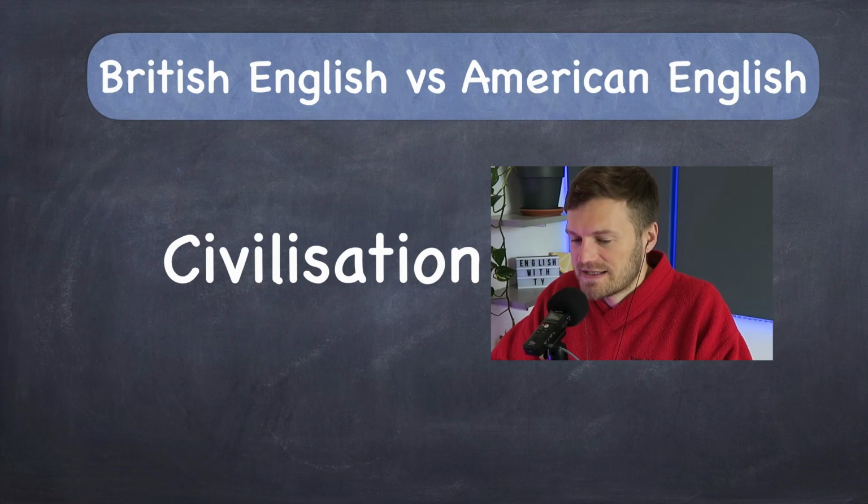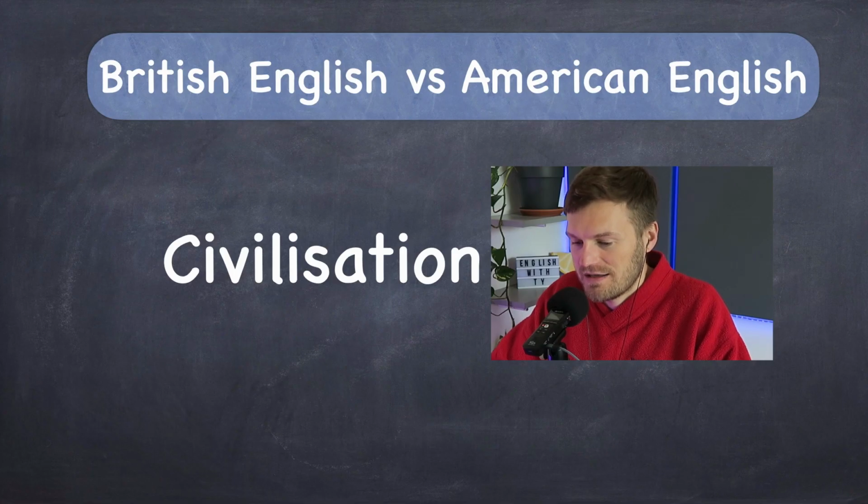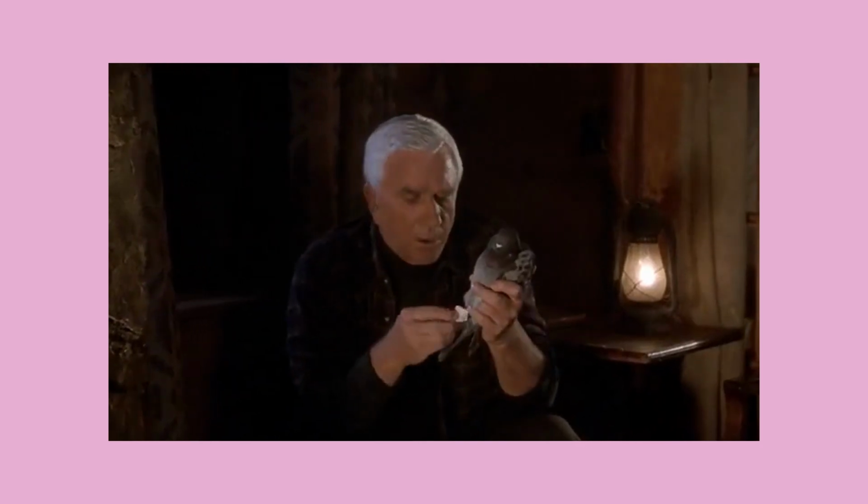The next word is spelled C-I-V-I-L-I-S-A-T-I-O-N. And in American English, it would actually be spelled with a Z instead of an S. So it would be C-I-V-I-L-I-Z-A-T-I-O-N. Now, in British English, it would be pronounced civilization. And again, I want to emphasize the I in the middle this time. Whereas in American English, it would be more like civilization.